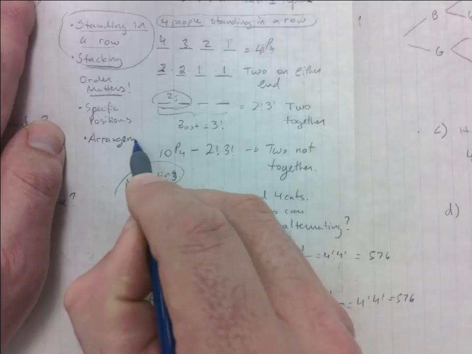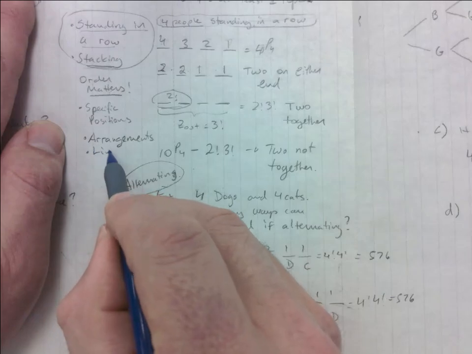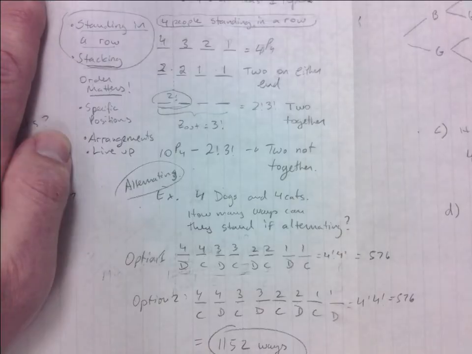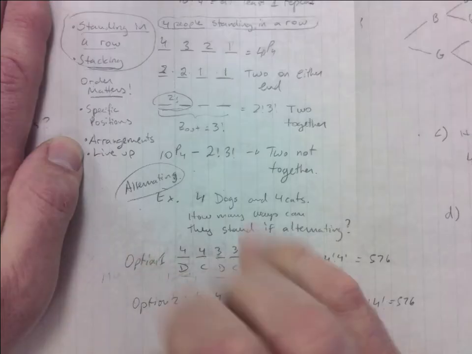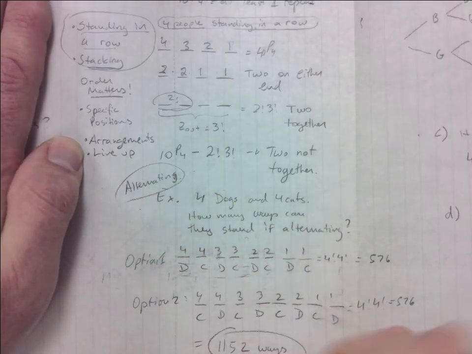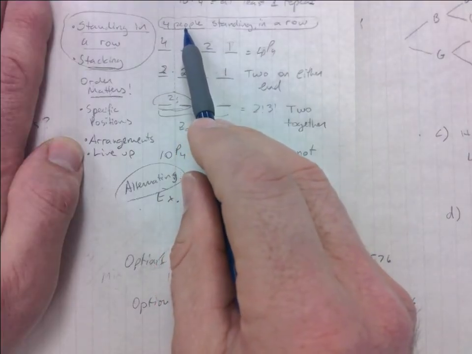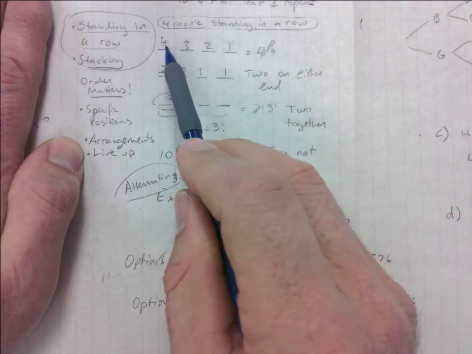I'm going to use the word arrangements. How many ways can you line up? Anything like that is very particular to this category right here. So what I want to talk about here is, I'm going to keep numbers very small. 4 people standing in a row, so they're lining up. How many ways can you do that?